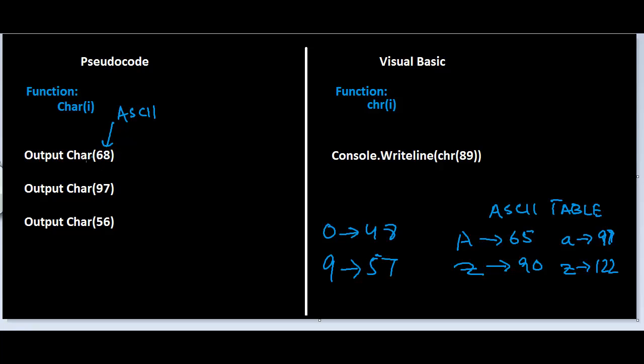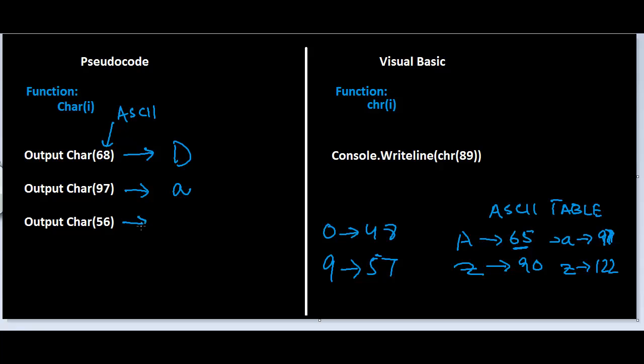Okay, so in this case we are trying to find the character corresponding to ASCII code 68. Now remember, capital A has the ASCII code 65, so 66 would be B, 67 would be C, and 68 would be D. So in this case what's going to be output is character D. In this case we want the corresponding character for the ASCII code 97, and as we can see here, 97 is the ASCII code for small a. So lowercase a is what is going to be output on the screen.